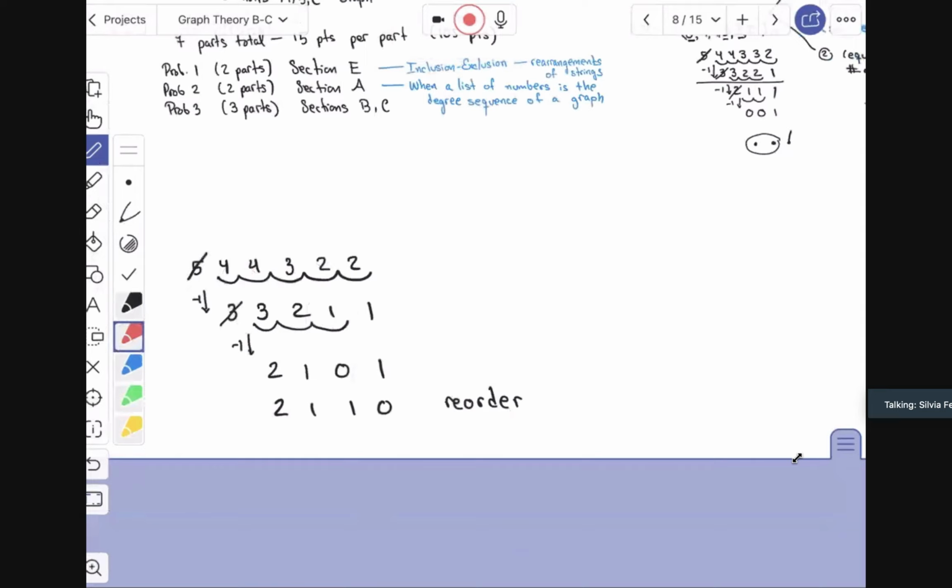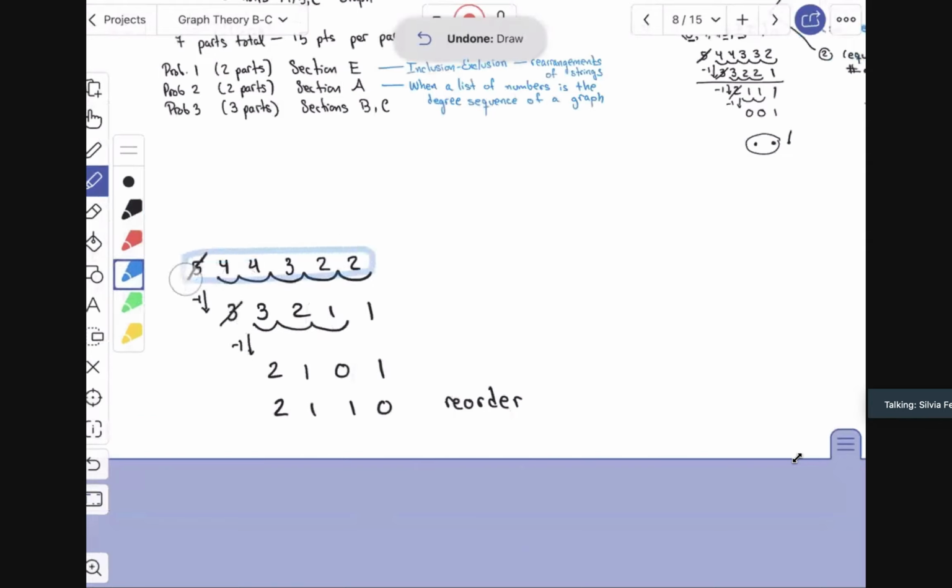What I mean by any given stage is, this was my original sequence, and then I apply my algorithm and I got this one. Then I apply my algorithm again and got that one, but that one is not reordered. So I can think of this as the result of my next stage. For any of those sequences, if I can conclude there is or there isn't a graph with that degree sequence, then it applies to all my stages.